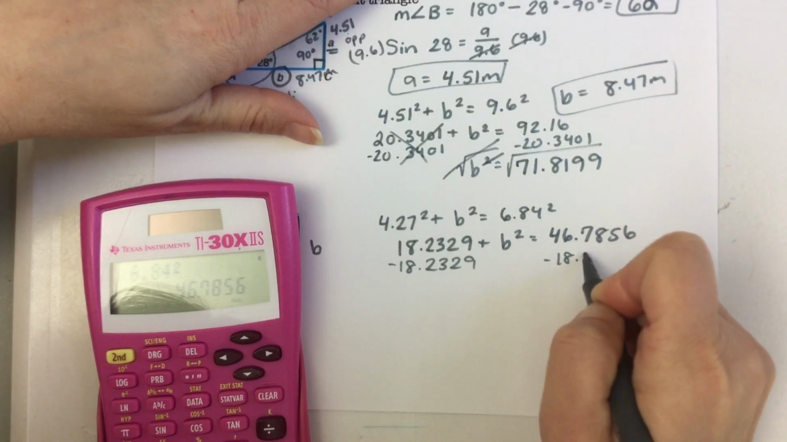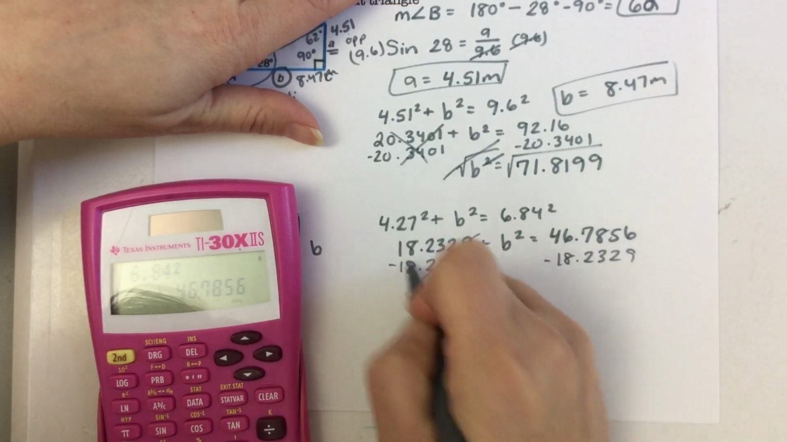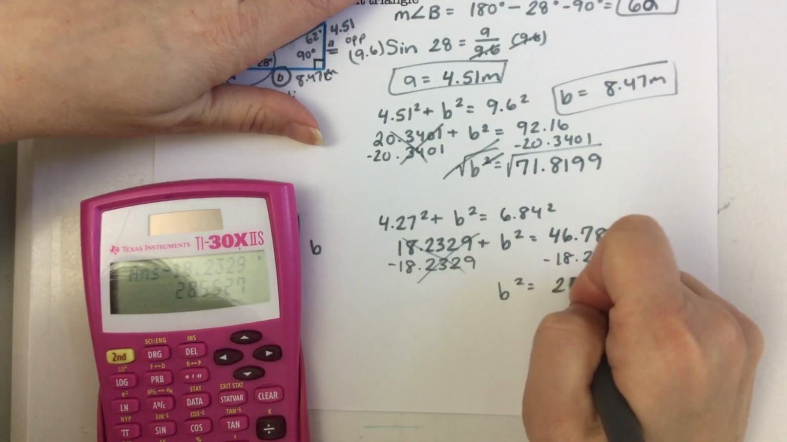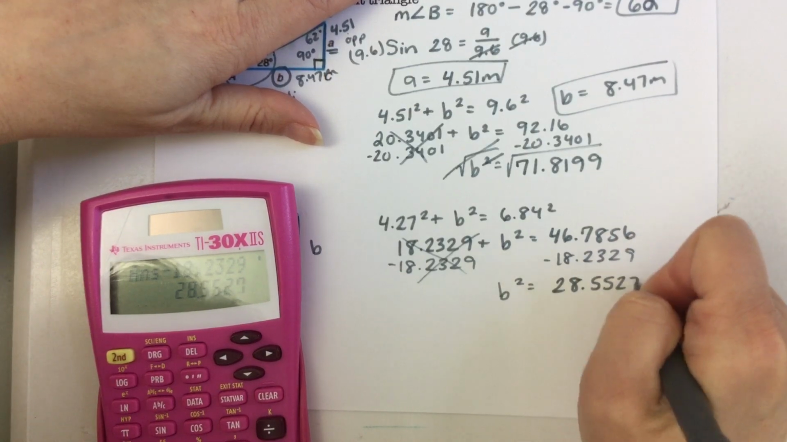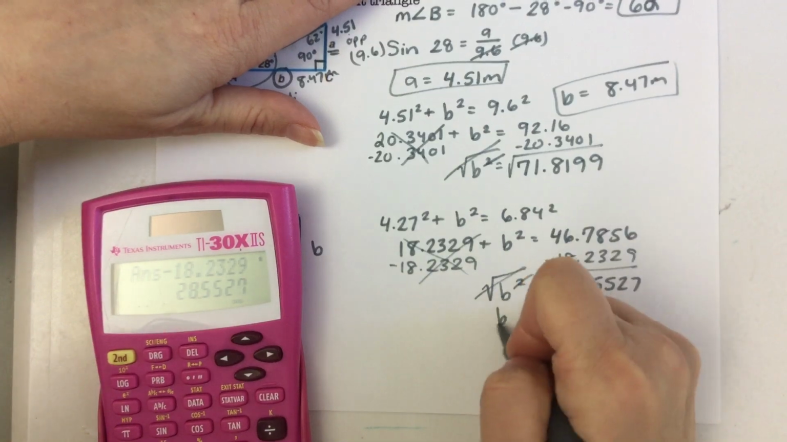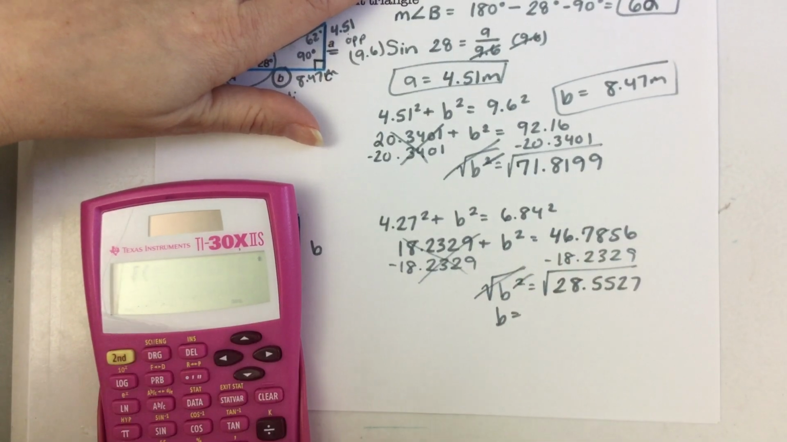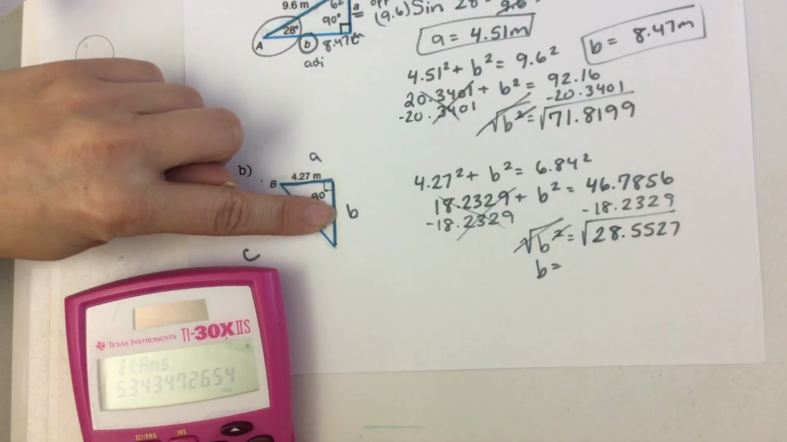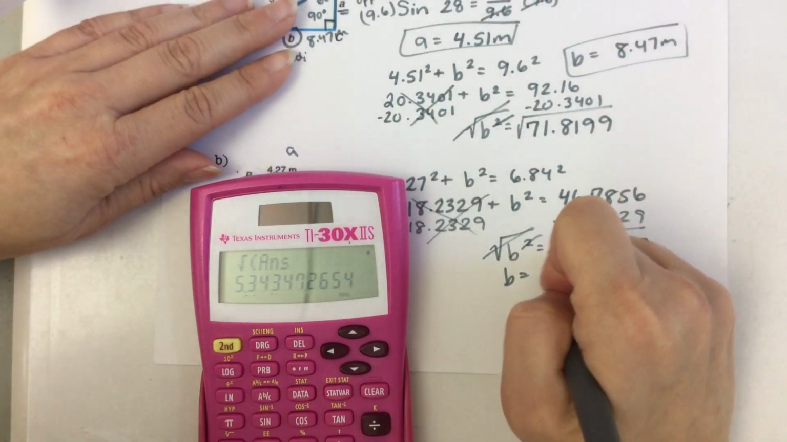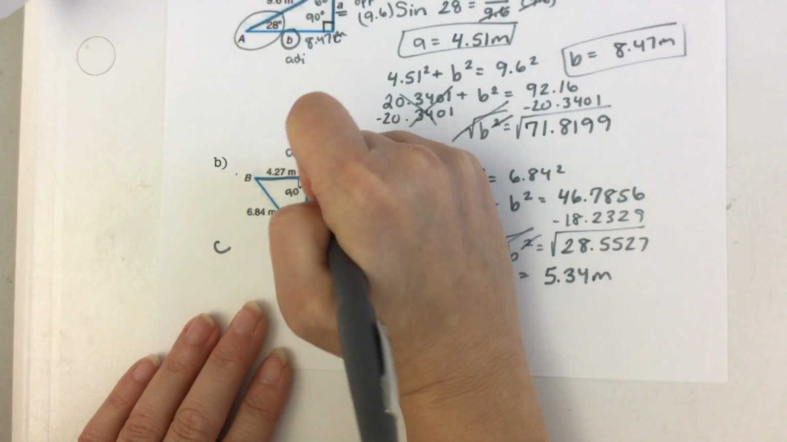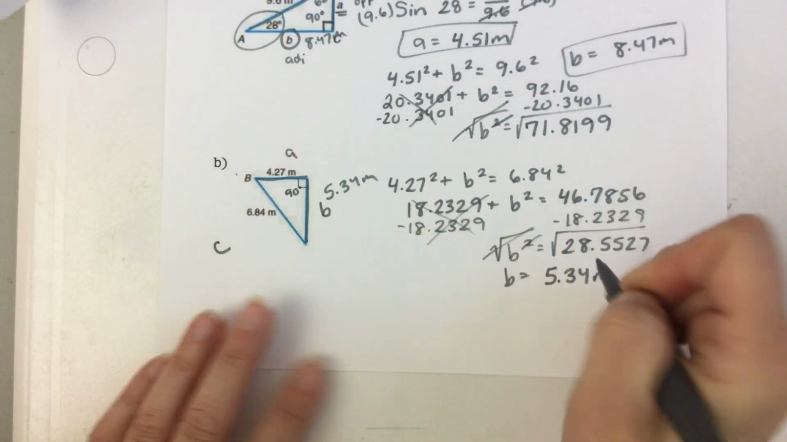To solve for B, I need to get rid of 18.2329. What you do to one side of an equation, you always do to the other. I'm going to go ahead and subtract that, 18.2329. This ends up being 28.5527. To cancel a power of 2, you take the square root. So B is whatever the square root of 28.5527 is. B is a side. We are rounding the sides to two places, so it's 5.34. And again, they labeled this meters, so 5.34 meters.